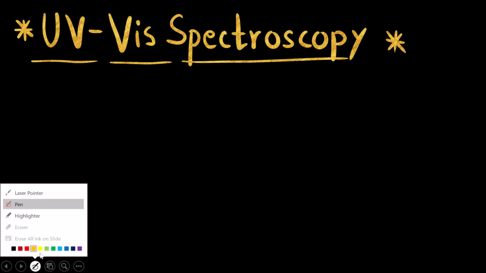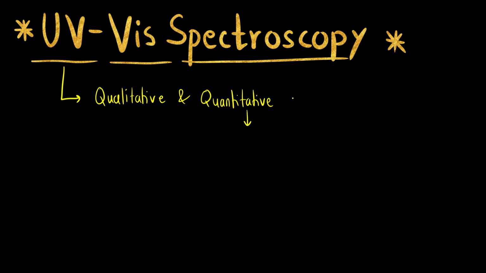Next is UV visible spectroscopy. This is another very important technique that we use. UV visible spectroscopy is used for what? The most important part is for qualitative and quantitative analysis of a compound. If I give you an unknown colored solution, then we can come to know its concentration. That is what we call quantitative analysis, which means we come to know the concentration, or how much amount is present in the sample and what is present.